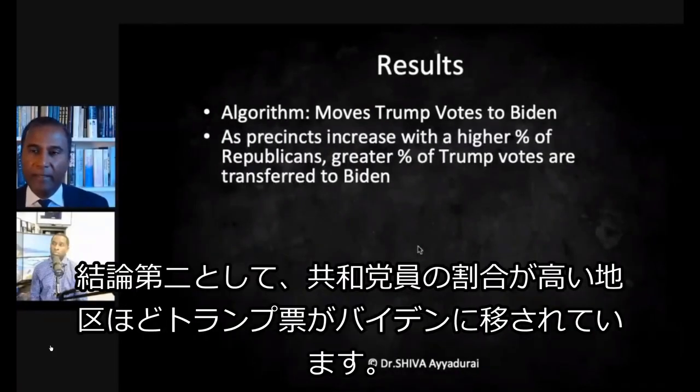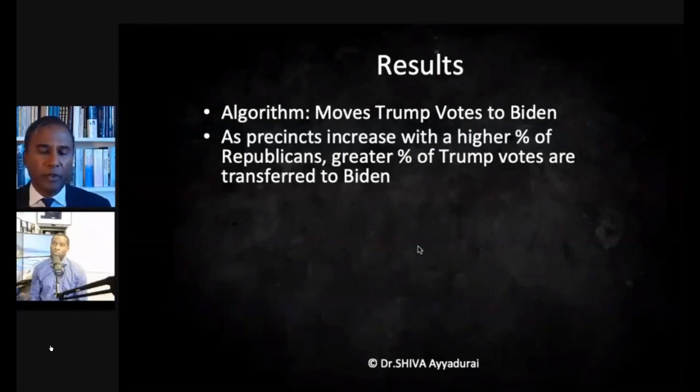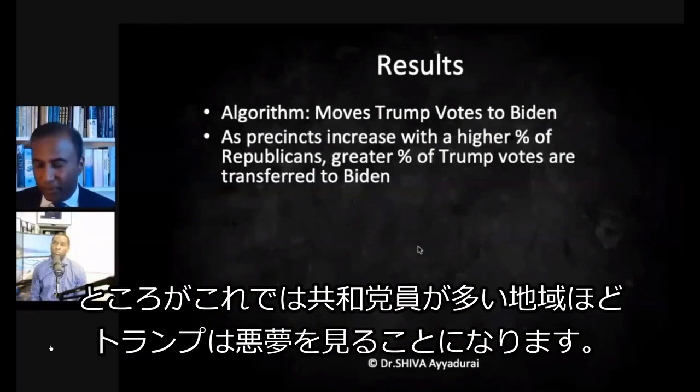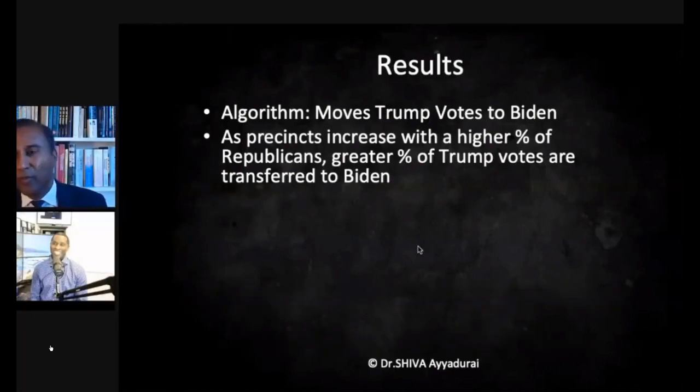The second thing is that as precincts increase with a higher percentage of Republicans, a greater percentage of Trump votes are transferred to Biden. You would think, wow, more people are Republicans in this precinct, you would think Trump would do better. In fact, it seems like going to Republican precincts was his worst nightmare. He lost a higher percentage of votes the more Republican the precincts were.